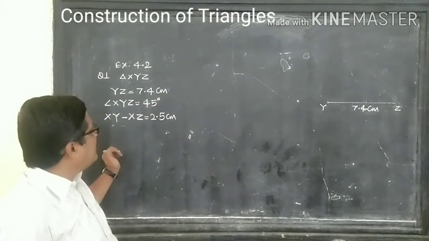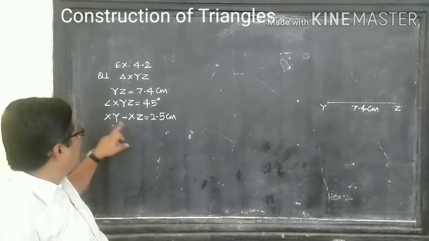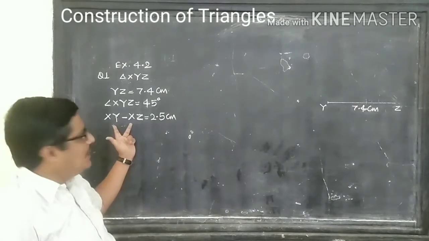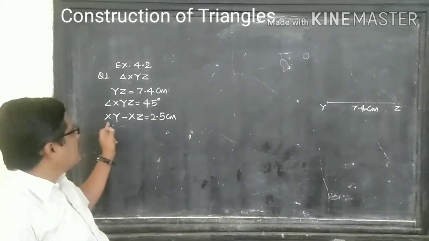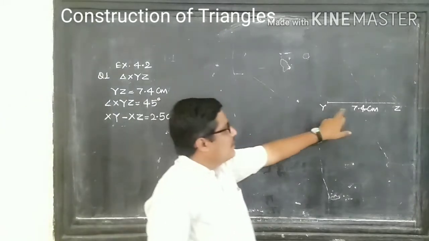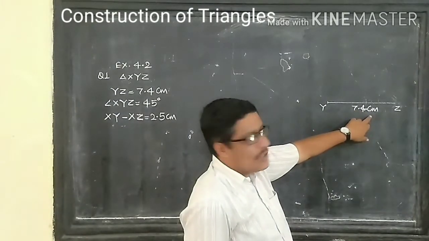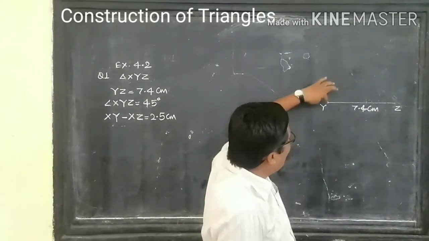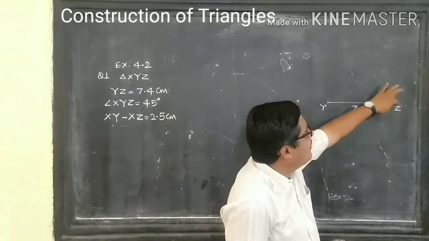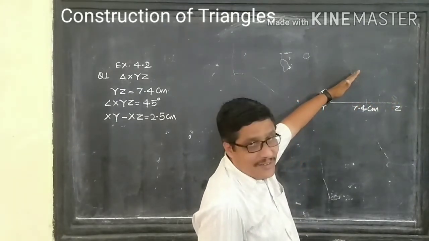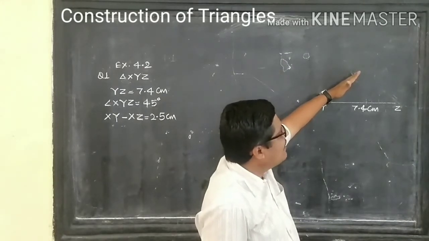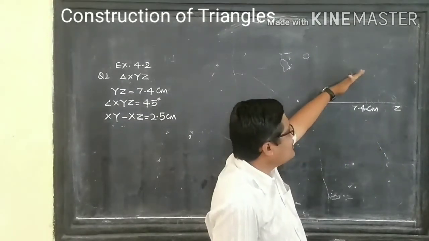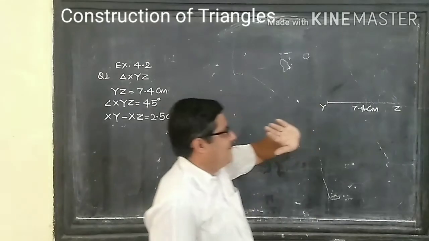But before drawing this angle Y, we have to see the difference between the two sides is 2.5. Which two sides are given and in what order these two sides are given. Now here this is segment YZ. That means the third vertex X will be on this side. So XY minus XZ, that means this side is longer than XZ. XY is longer than XZ.